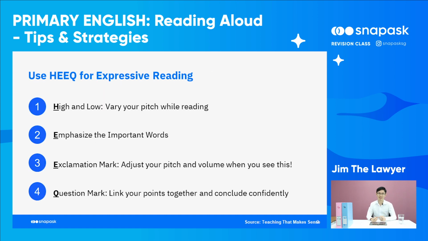To be able to read expressively, you can remember these 4 letters: H, E, E, Q. H stands for high and low, being able to start higher in your pitch at the beginning of a sentence and gradually lower your pitch as you approach the end. This is a general tip that can be applied to most of the sentences that you can find in the passage, and it will help to avoid monotony in your reading.